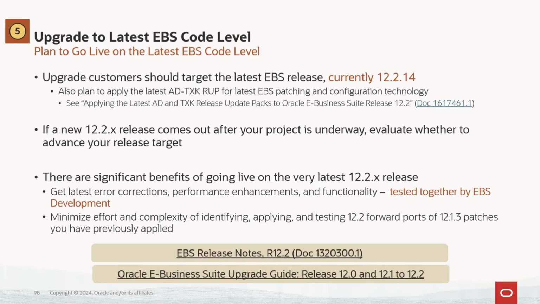Something else to think about is that if you were to, for example, apply a down-rev version of eBusiness Suite 12.2, let's say you apply 12.2.12 and yet 12.2.14 or even 12.2.15 is out, what you risk there is that you will have applied patches to 12.1.3 that won't have made it into your earlier 12.2x release. And so in a sense, you'll regress on those and you'll have to take some time and effort to identify and apply the 12.2 equivalents to 12.1.3 patches that you've already applied.